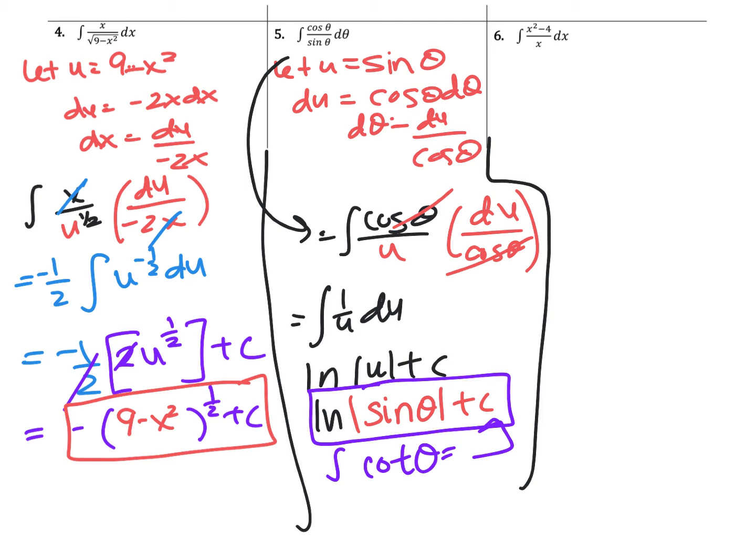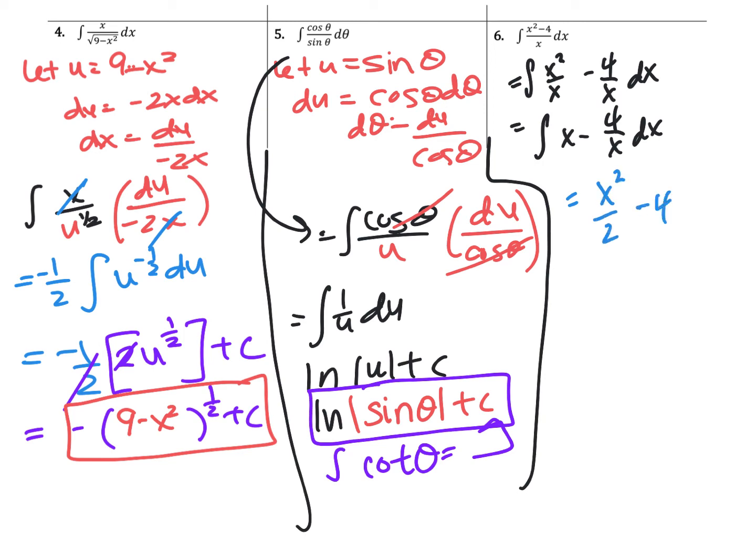Okay, number 6. Can we integrate it in the state that it is currently in? No. Can we simplify? Yes. This is the same thing as the integral of x squared over x minus 4 over x dx. Well, that's the same thing as x minus 4 over x dx. And now we still don't need to use u substitution. If I integrate x, I get x squared over 2. If I integrate negative 4 over x, I'm going to get negative 4 times the natural log of the absolute value of x plus c.